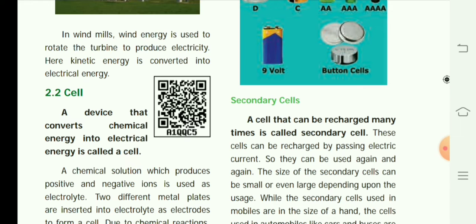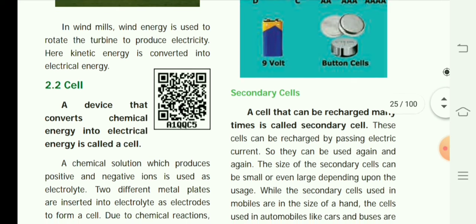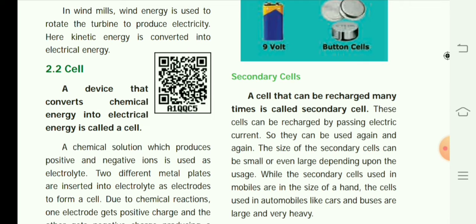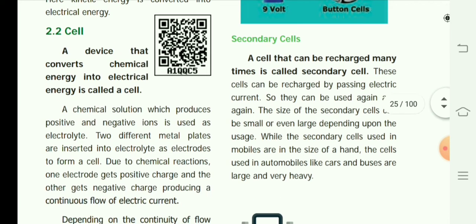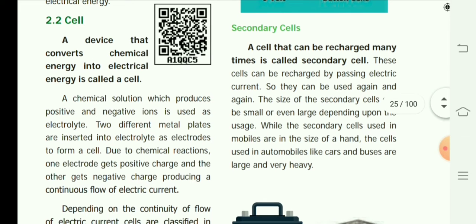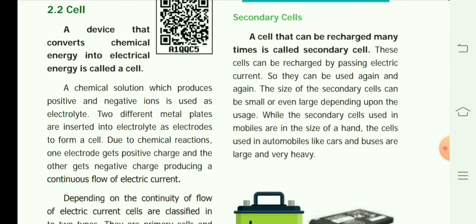The topic is cell. What is a cell? In chemistry, a device that converts chemical energy into electrical energy is called a cell. Cell means the chemical energy is converted into electrical energy. A chemical solution which produces negative and positive ions is used as electrolyte. You know the batteries.